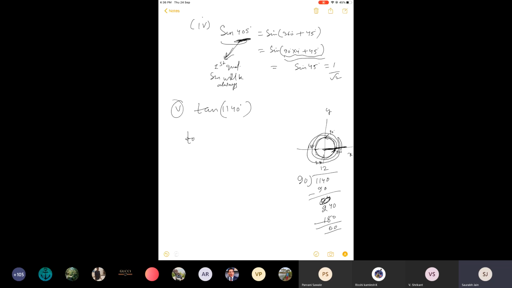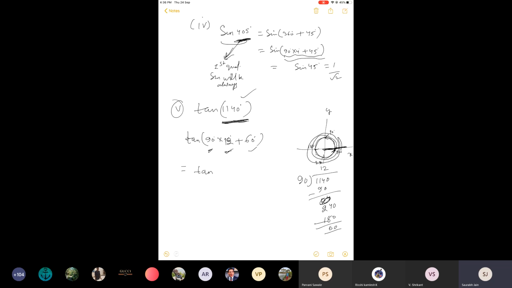Write this in the form of long division, the division algorithm. 1140 is the dividend. The divisor is 90. The quotient is 12 and the remainder is 60. Write it like this: dividend equals divisor into quotient plus remainder. This tells you that we have an even multiple of 90 degrees, 90 into 12. So the T ratio will remain the same, and the angle will become 60 degrees.